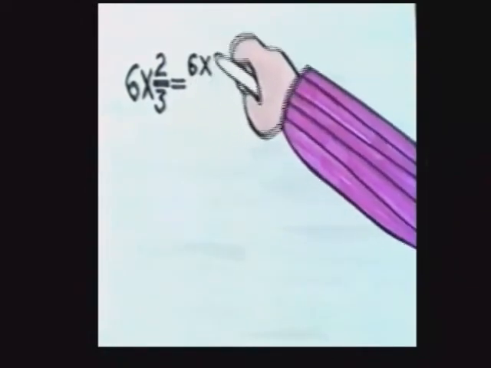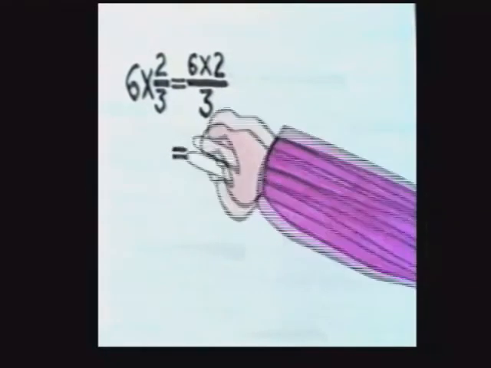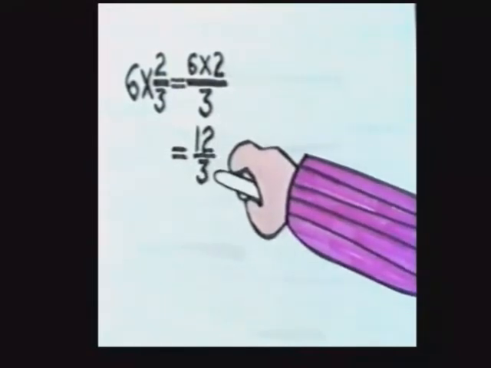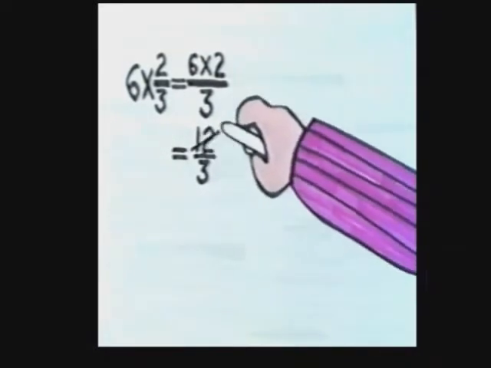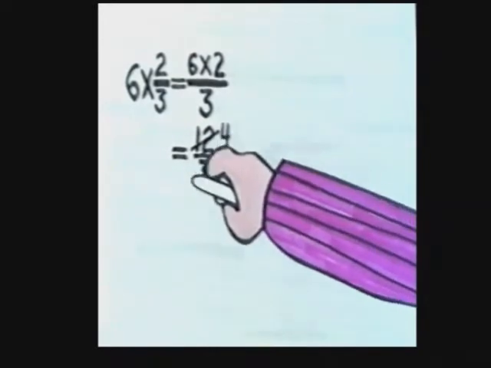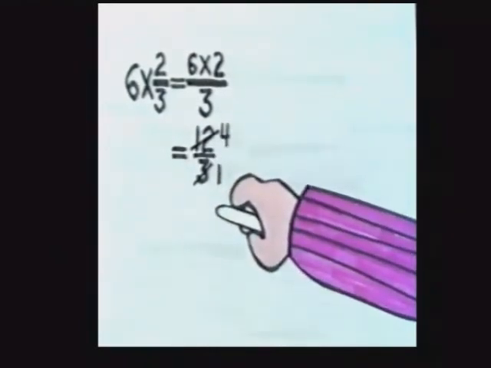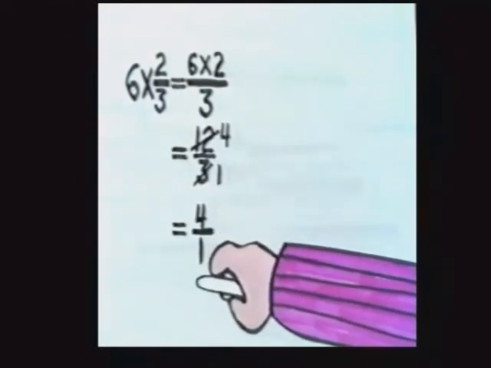I'll show you. Let's do this problem. 6 times 2/3. Now, using your way, you say 6 times 2/3 equals 6 times 2 over 3, which equals 12 over 3. There's a common divisor of 3 in both the numerator and denominator, so we can divide both the numerator and denominator by 3 and get an equivalent fraction. 12 divided by 3 equals 4, and 3 divided by 3 equals 1. So 12 over 3 equals 4 over 1, which equals 4.